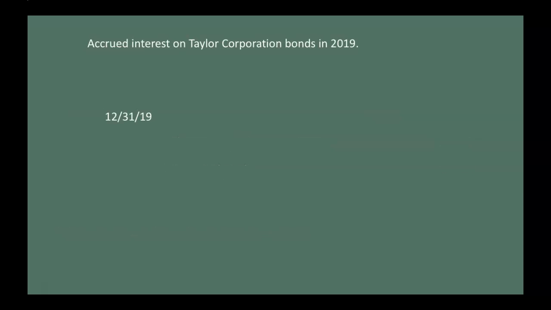Now we need to accrue the interest on these bonds in 2019. So the framework is exactly the same: debit to interest receivable, credit to interest revenue. The number is where things are going to change up a bit, because if we take a look at our interest formula, it's principal times rate times time.